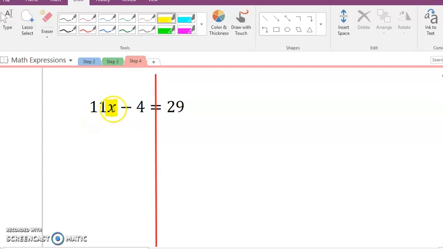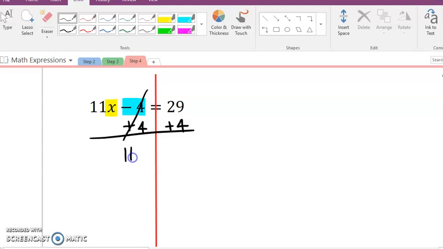But I prefer to look at it and say, which number is x not as close to? X isn't as close to this -4. So the -4 is going to go first. How can I get rid of -4? What's the opposite of subtract 4, or the inverse rather? We're going to add 4 to both sides. Adding 4 cancels it out.